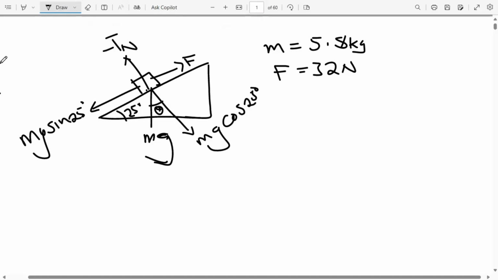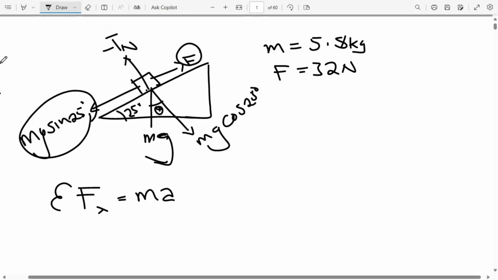Okay, so they've asked us to find the acceleration of the block going up if the surface is frictionless. So what are we going to do? We're going to say the summation of forces using Newton's second law. The summation of forces in the x will be equal to mass multiplied by acceleration. What forces do we have in the x? We have this force pulling the object, and this force opposing motion. So I'm going to say F, which is the positive force, minus mg sin 25, since mg sin 25 is opposing the direction of acceleration. This will be equal to mass multiplied by acceleration.